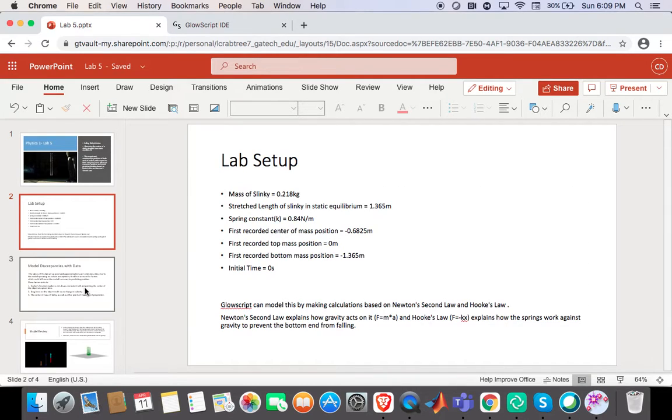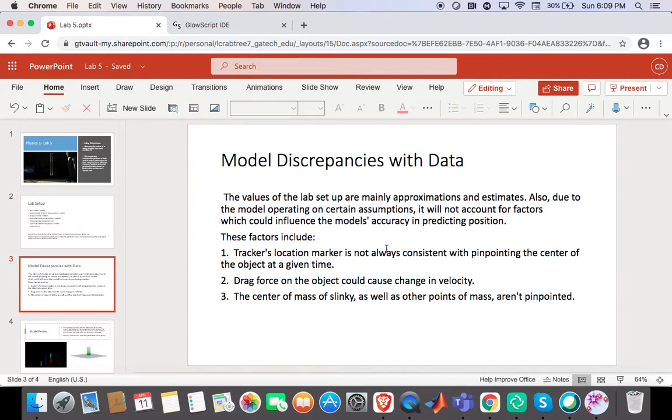Now, before seeing the model, know that it will not be able to completely replicate the event, but merely demonstrate the physics principle's utility in the phenomena. The values of the lab setup are mainly approximations and estimates.